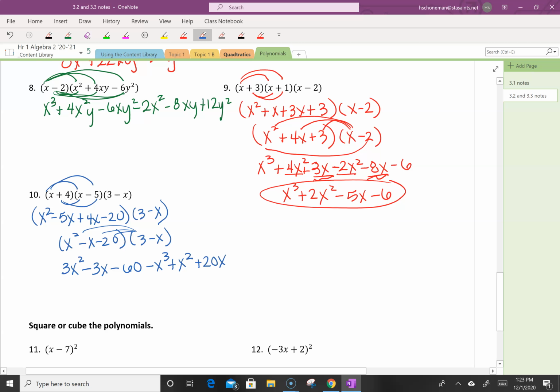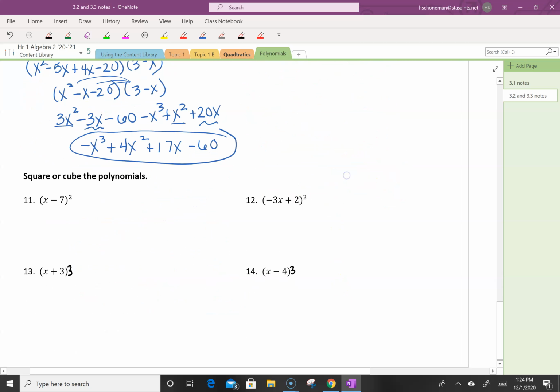Now, when you have the x's and y's, I'm not so concerned about you writing them in descending order, but when it's simple like this with just x's, I think you can easily get them in descending order. So the highest one would be negative x cubed, 3x squared and x squared would be 4x squared, negative 3x and 20 would be 17x, and then minus 60, and that's your final answer.